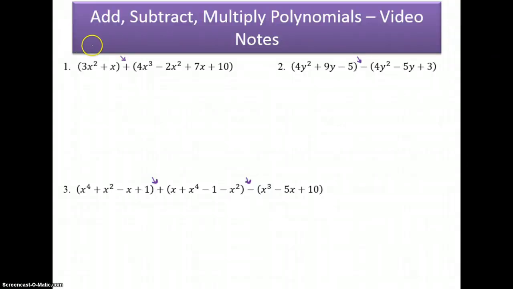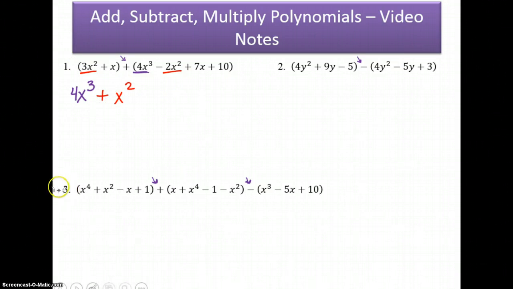So on number 1 here, our biggest exponent throughout is x to the third. So 4x to the third has no other like term, so we're just going to write down 4x to the third. Okay, the next exponent below that is x squareds. So now we are going to look at our x squareds. And we have 3x squared plus negative 2x squared. So 3x squared plus negative 2x squared is just 3x squared minus 2x squared, which is positive x squared.